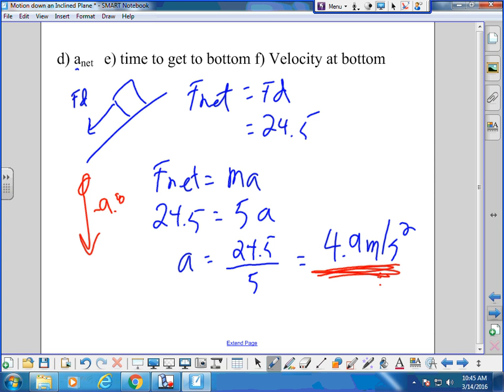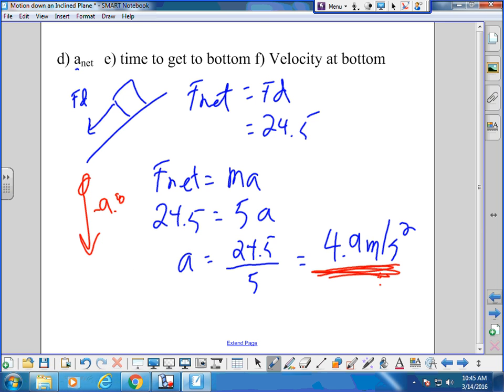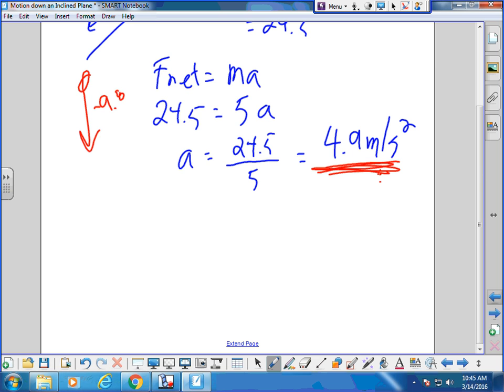Time to get to the bottom. Now we're into the kinematics part here. I'm going to do it on the next page. My A is 4.9. Okay, I'm going to do it here. So time to get to the bottom. How far am I going? It was 1 meter, right? So D is 1. My acceleration is that. What am I trying to find? Time to get to the bottom.